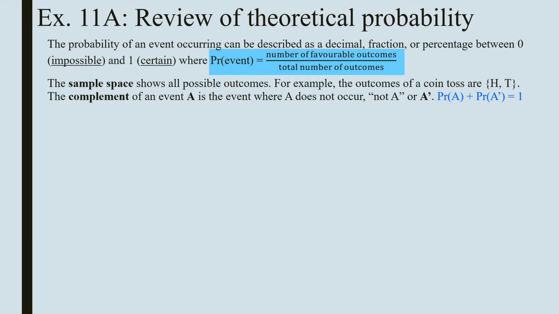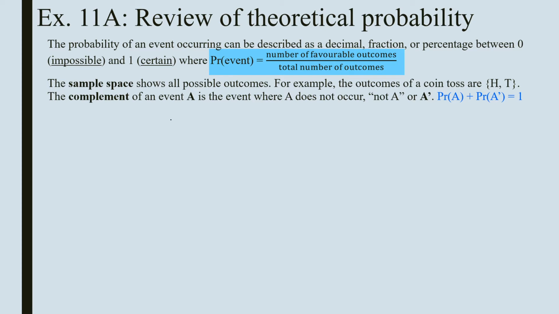When we talk about the sample space, we're looking at what all possible outcomes are. So for example, the outcomes of a coin toss are heads or tails, which we write in squiggly brackets and then as a list. So H for heads, T for tails.